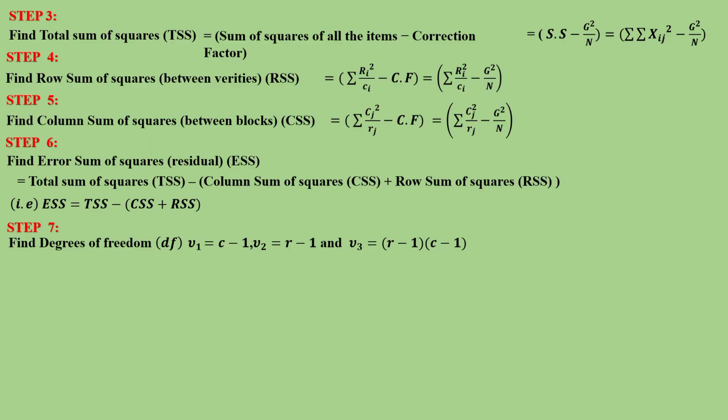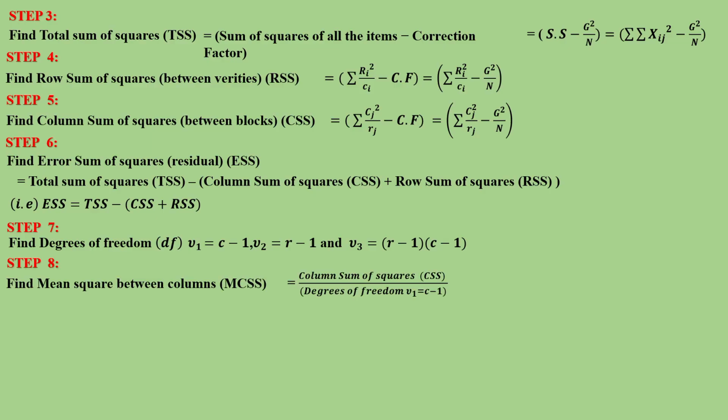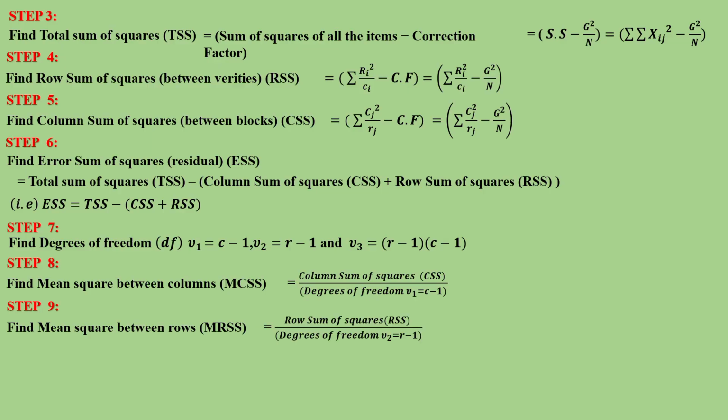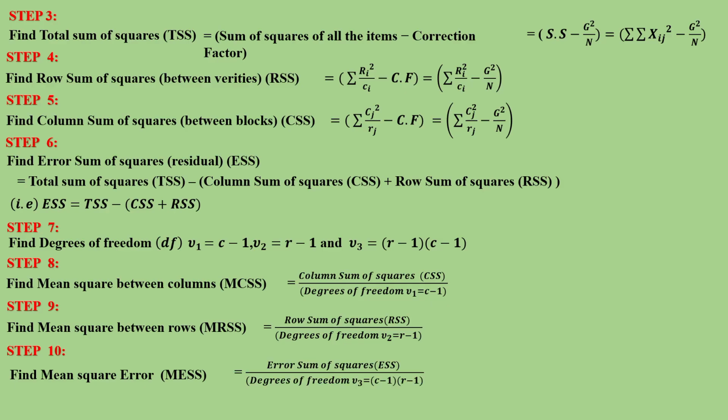Then find the degrees of freedom. So V1 is C minus 1, V2 is R minus 1, V3 is R minus 1 into C minus 1. Then find the mean sum of square between columns. So column sum of square by corresponding degrees of freedom, that is C minus 1. Similarly, you have to find the mean sum of square for rows, MRSS, that is equal to row sum of square by corresponding degrees of freedom, that is V2, R minus 1.